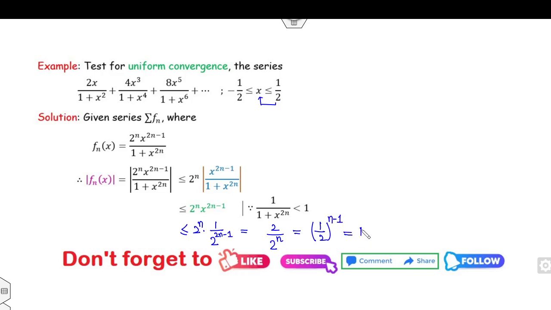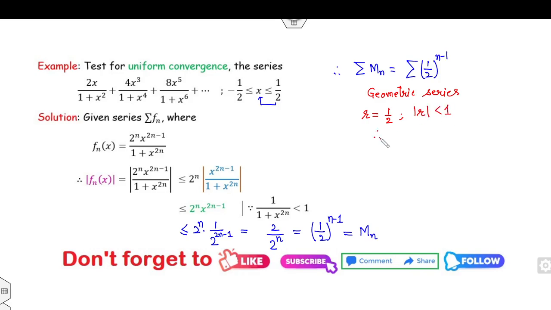Now this is the function of n. I call this my Mn. Now can you think about this series? This series is 1 over 2 raised to power n minus 1. Clearly this is a geometric series. And what is the common ratio? The common ratio is half, and the absolute value of r is less than 1. Therefore, the given series is convergent. Once the given series is convergent, the series Mn is convergent. Therefore, by using the WM test, we can say the given series Fn is uniformly convergent.